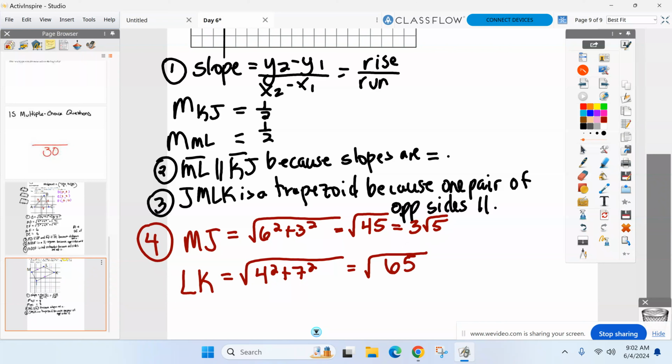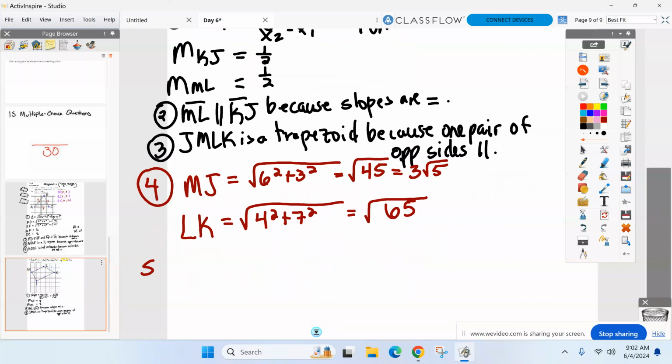3 radical 5, square root of 65, hopefully. Or you can leave it as square root of 45. That's fine too, but 3 radical 5 would reduce it down. Hopefully we're doing the right coordinates, right? Subtracting the right coordinates for the distance formula. All right, I'm going to finish it here. I can help you out if you didn't get those distances.